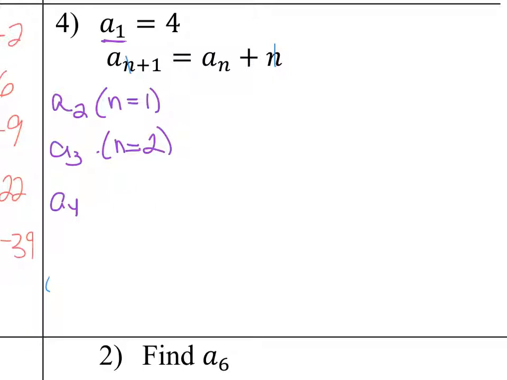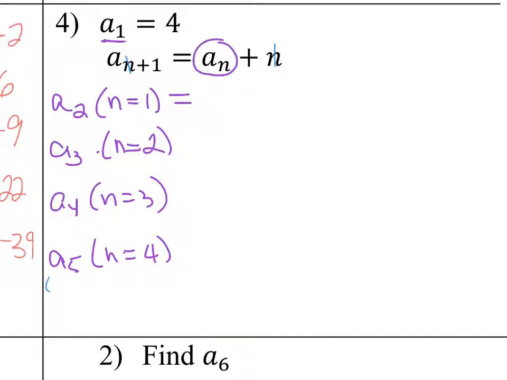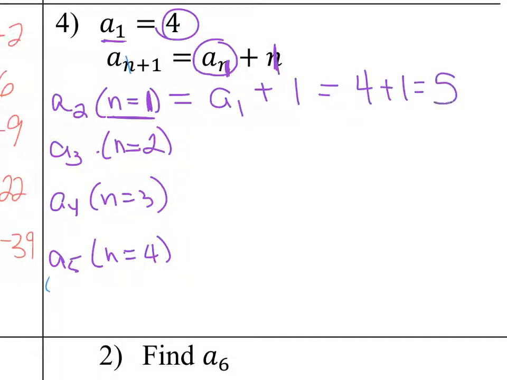And a sub 4, n is, oh, I don't need the equal sign there. This is just a reminder. N equals 3, and a sub 5, n equals 4. So that just helps you here. So this is just telling you, if n is 1, then a sub n, that's a sub 1, plus 1. Because that's where the 1, for this particular problem, goes in here and here. So a sub 1, that's the one before, so that's 4 plus 1, so that's 5.